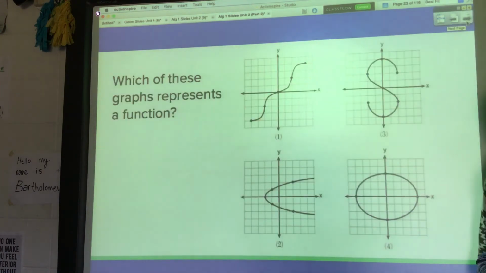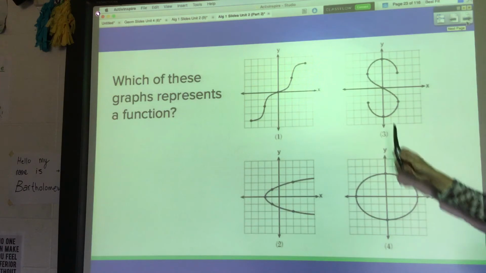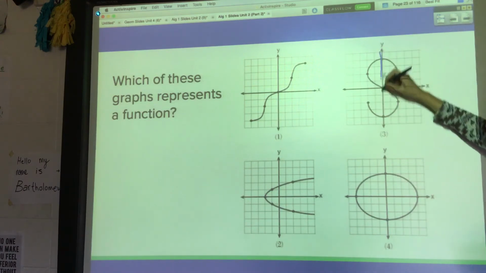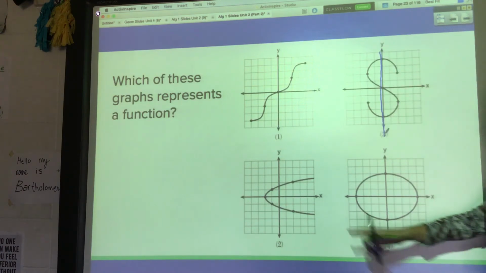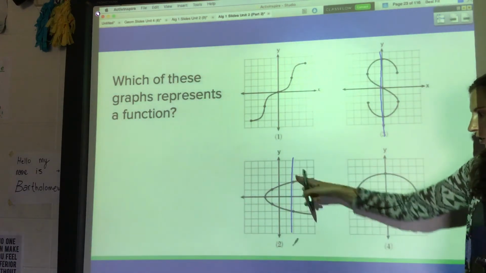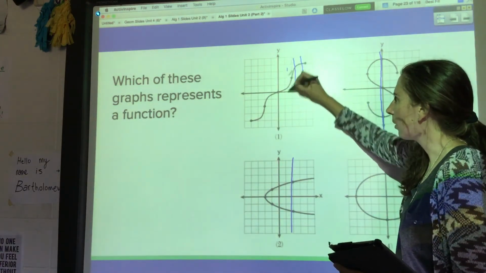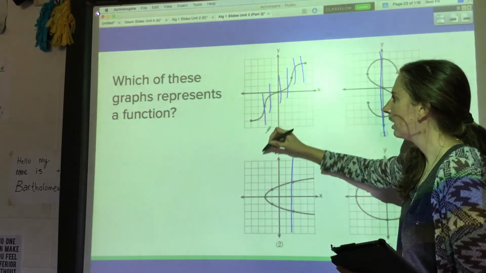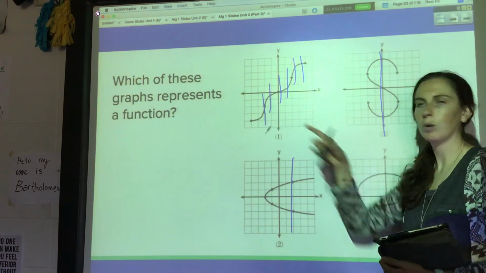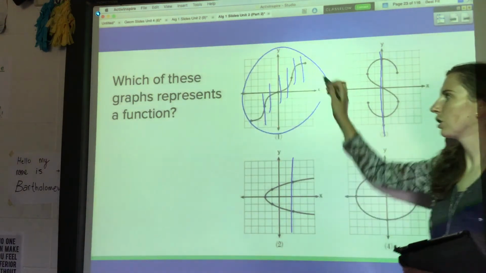All right, this is kind of like a multiple choice question. Which of these graphs represents a function? The circle fails once again. The S fails because I hit multiple points at once. This sideways parabola here fails because I hit 2 points at once. But this one's okay. Any vertical line I were to draw through this graph, even when it gets steep, I'm still just hitting 1 point at a time. So this one is the function.